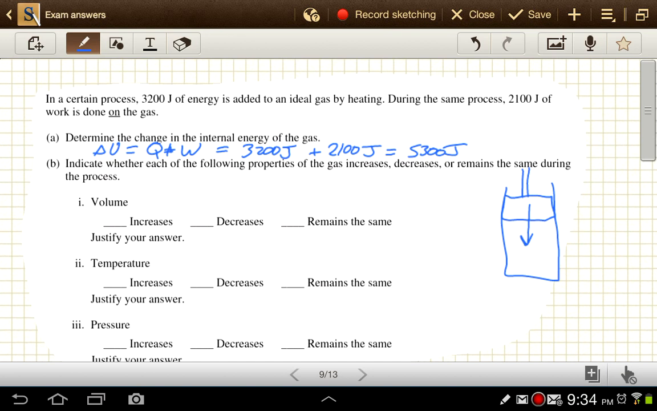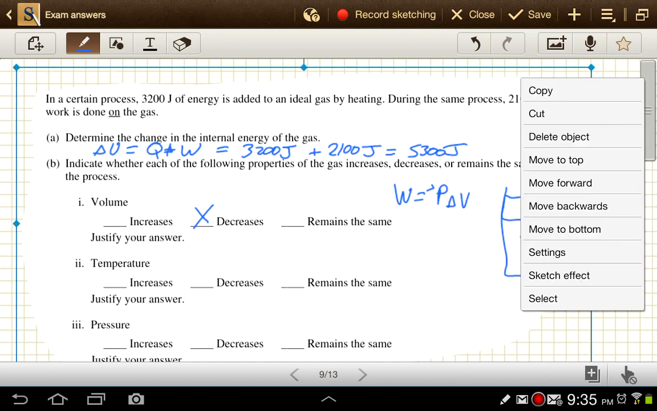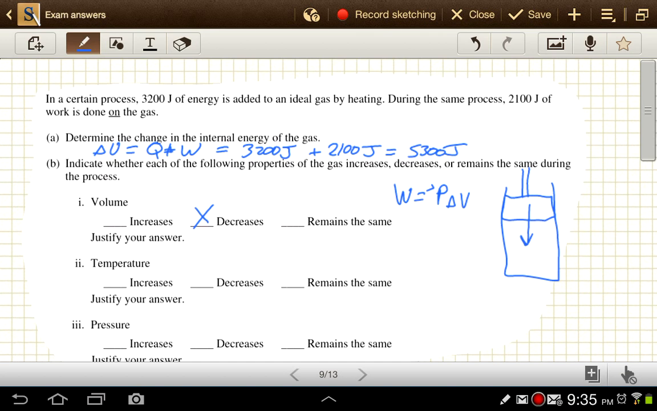If the gas were doing work, then this piston would be moving upward. The gas would be doing work on the piston. So here, since work is positive, our volume decreases. And our justification is that work is positive. You can also think of this in terms of the equation. Work is equal to negative pressure times the change in volume. Since work was a positive number, the only way that happens is if the change in volume is some negative value. Pressure can't be negative, it has a minimum value of 0. So change in volume is negative, that means volume decreases.